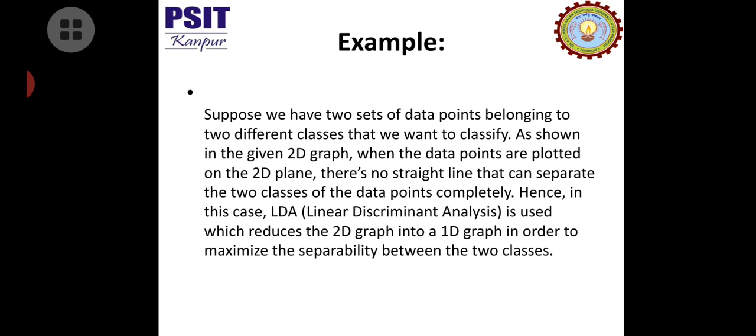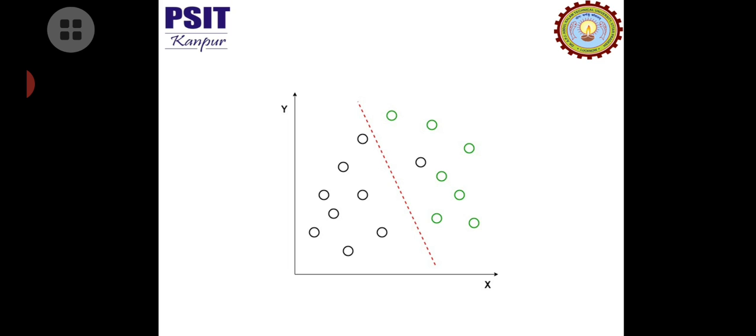Again, another example. Let's suppose we have two data sets of data points, and both the data sets belong to different classes. That means both the data sets do not belong to the same class. As shown in the given 2D graph in the next slide, when the data points are plotted on the 2D plane, there is no straight line that can separate the two classes of data points completely. So this is your diagram.